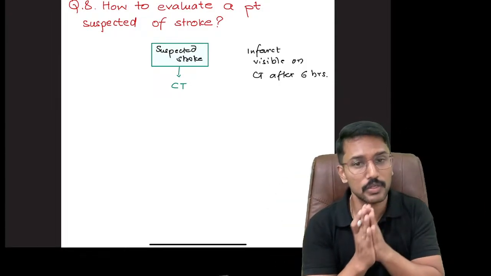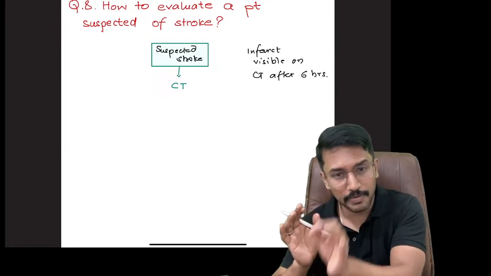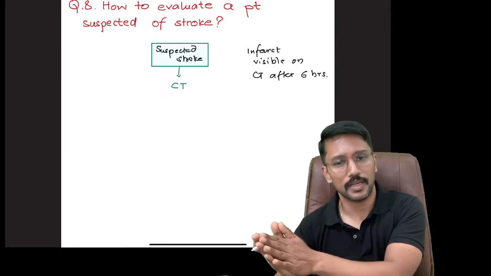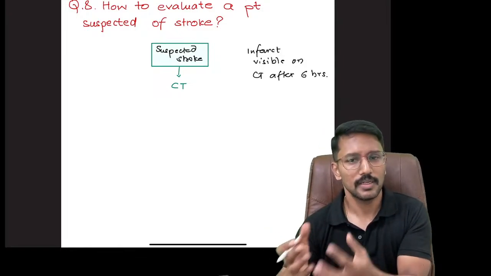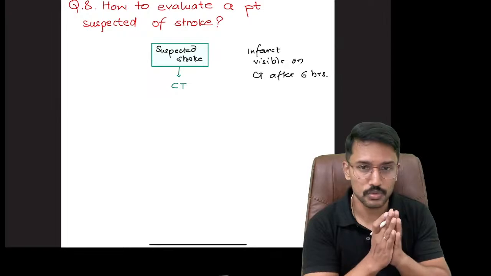So that is why we do a CT scan. Why not MRI? Because MRI can identify that there is an infarction but takes a lot of time. The minimum time it takes is 45 minutes, and when it comes to stroke, time is brain. I don't want to lose the time, that's why we choose the CT.